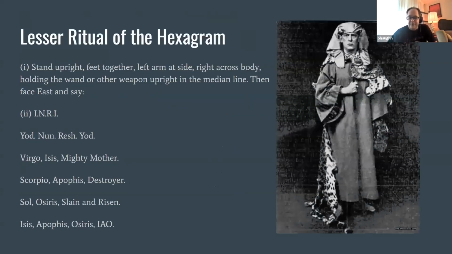It's all about perspective. Okay, so before we move on to the actual lesser ritual of the hexagram, does anyone have any questions or comments before we move on?